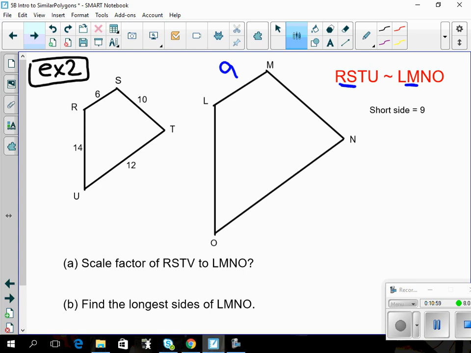So let's start by talking about scale factor. From the small one to the large one. So from the small to the large. Mo, you want to give it a shot? It is 2 to 3. Very good, 2/3. How'd you get that?